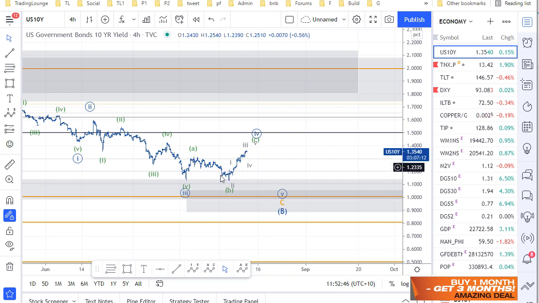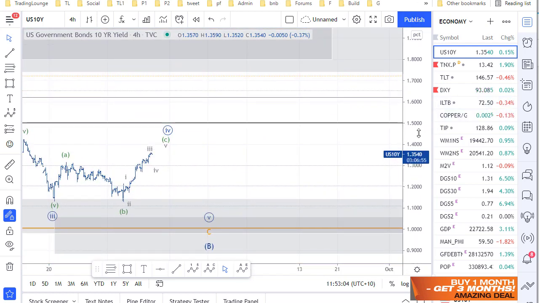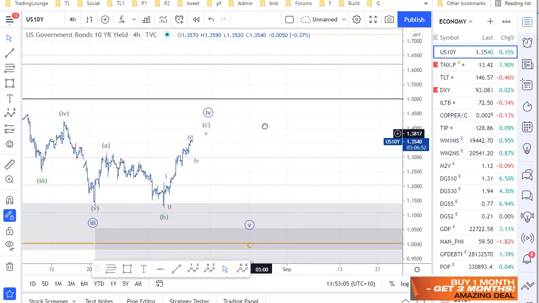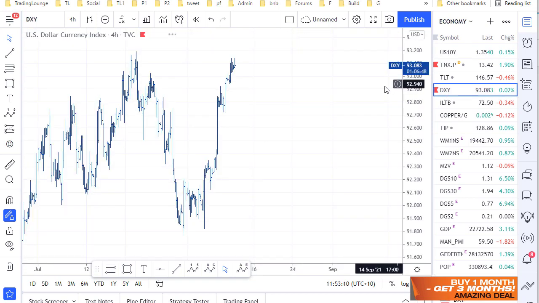So this move down through here hasn't been in five waves. It's been in three waves. And this is also in three waves up here as well. So we've got 3, 3, 5 here. So we've got a sort of flat correction that's just about finished. You can see the length of the third wave within that space there. So we're very close to a top there, which also would be in line with the US dollar index as well.